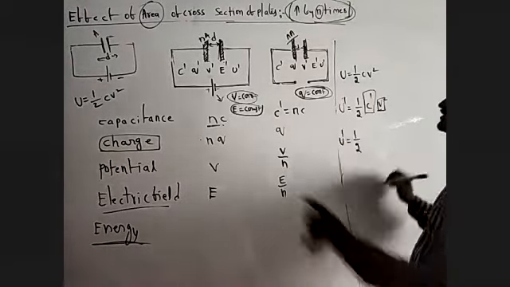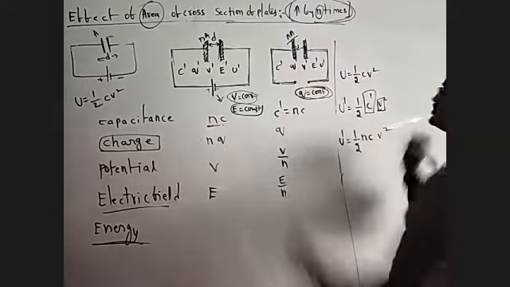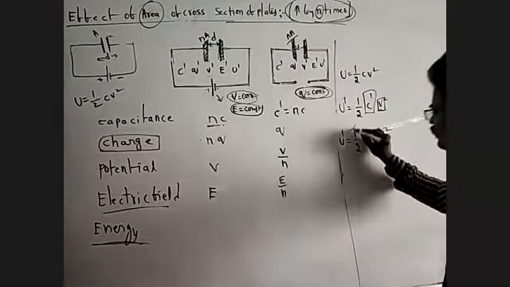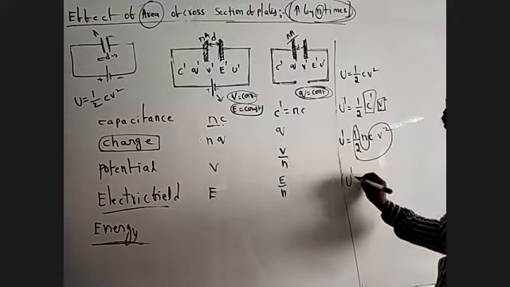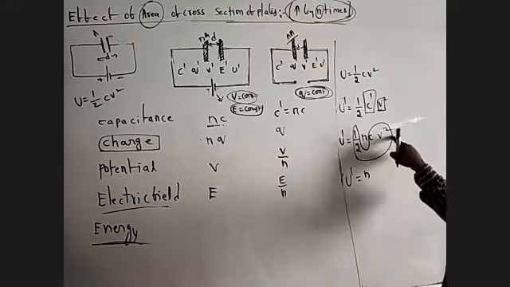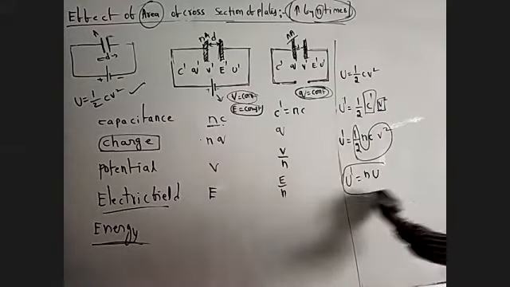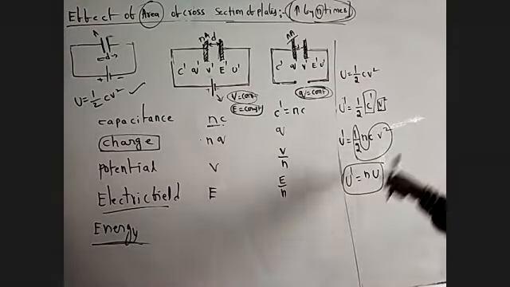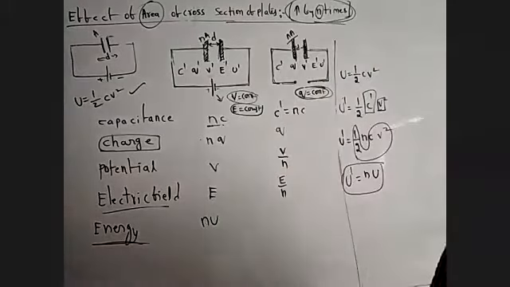What is the C dash? C dash is nC, and V squared. So U dash is equal to n into 1/2 CV squared. What is the general formula of the capacitor energy? U. So the energy increases n times. The energy is increased by n times.